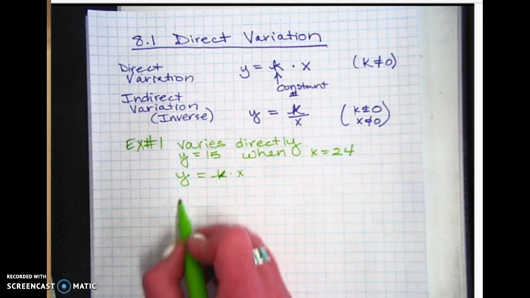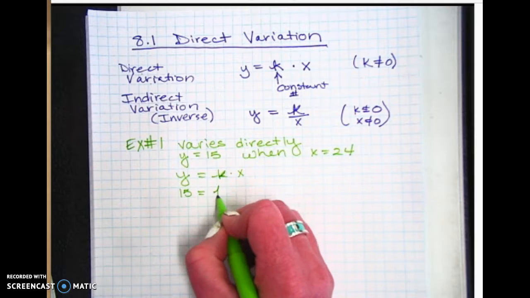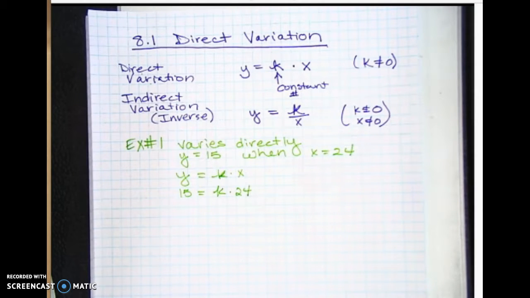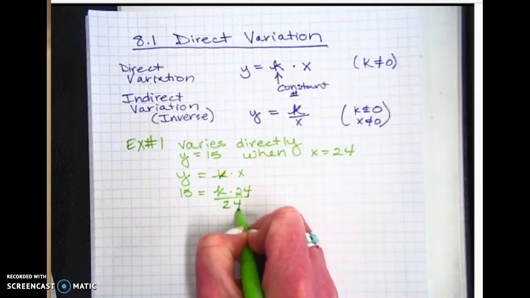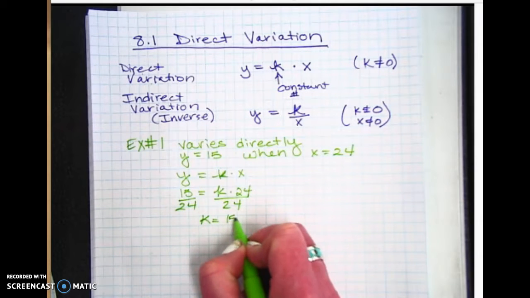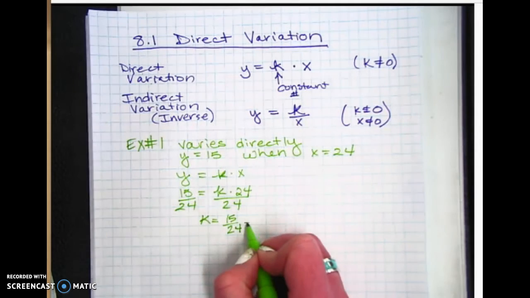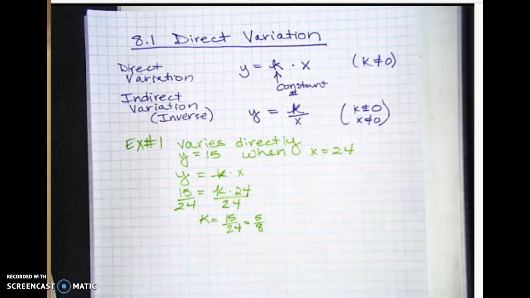and you're simply going to plug in those two numbers. So 15 goes in for y, and 24 goes in for x. So we're going to have k times 24. So what variable are we going to solve for? Okay, it's the only one left, right? So divide both sides by 24. And you get this fraction. You get 15 over 24. If you want to reduce it, you can reduce it. What is that going to reduce to? 5 over 8. 5 over 8. Okay?